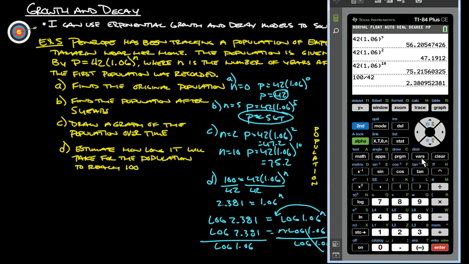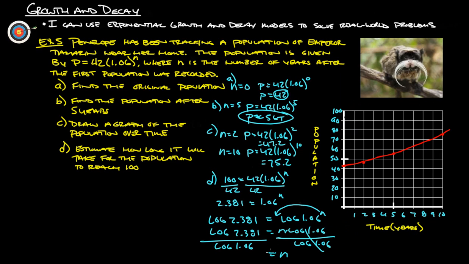So then really all we need to do is take the log of this, and I would highly suggest using this non-rounded number right here. So I'm going to do log, and I do second answer equals, that's what the log of 2.381 is, and then I'm going to divide by log of 1.06. And that gives me that it's going to take about 15 years, 14.9 years. So n equals about 14.9 years. Okay?